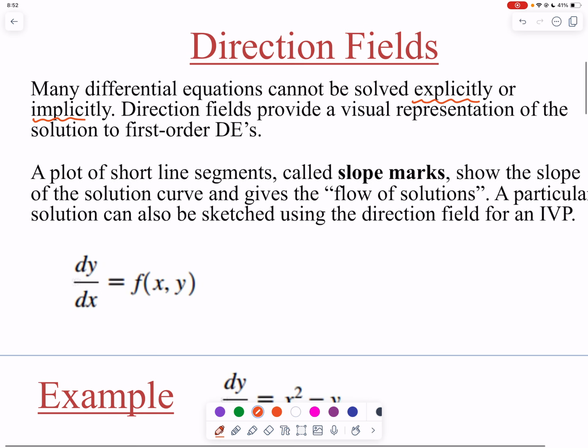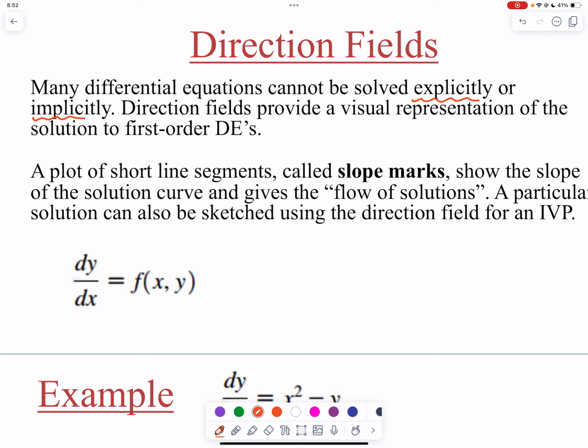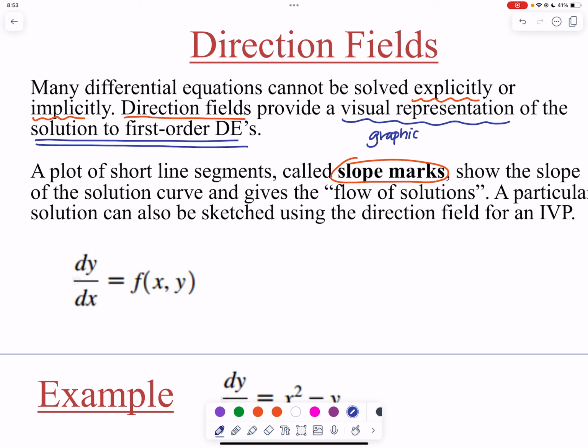So we now turn to something called a direction field, and it is a field of something called slope marks. This gives us a visual representation of the solution to first order differential equations. So this is a graphical method of solving differential equations.